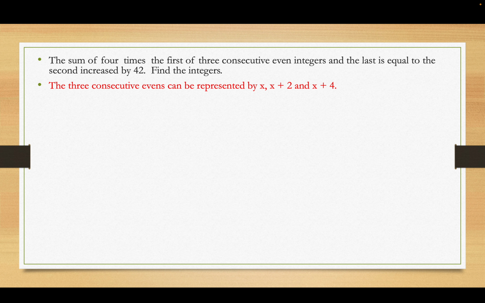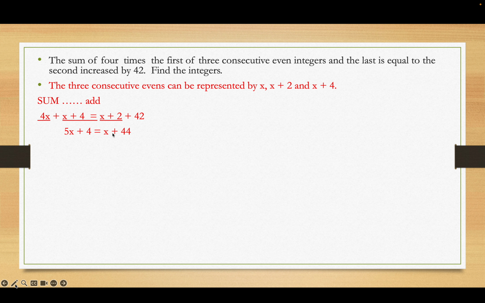So 3 consecutive even integers are important, and we know if they're even, they're x, x plus 2, and x plus 4. Now, the next thing is the sum of 4 times the first and the last is equal to the second increased by 42. So here's 4 times the first, here's the last, x plus 4, and that sum of 4 times the first and the last is the middle one increased by 42.